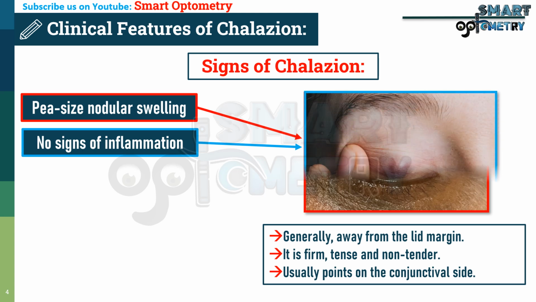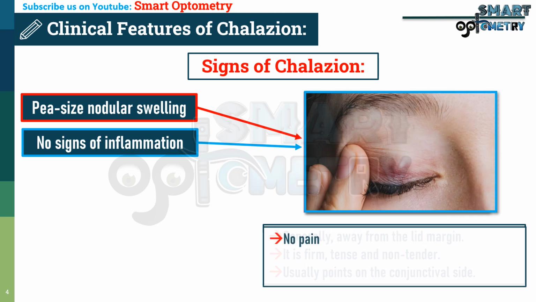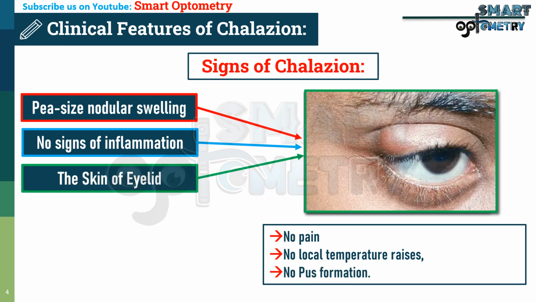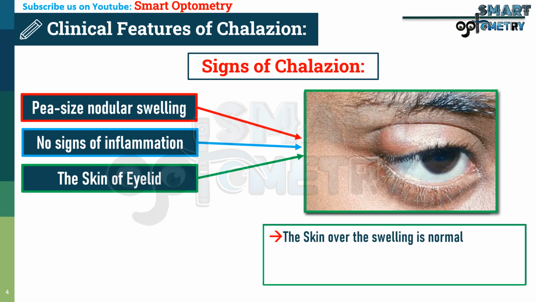2. No signs of inflammation. No pain. No local temperature rise. No pus formation. 3. The skin. The skin over the swelling is normal. The skin is free from swelling.